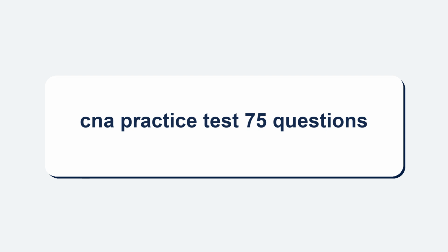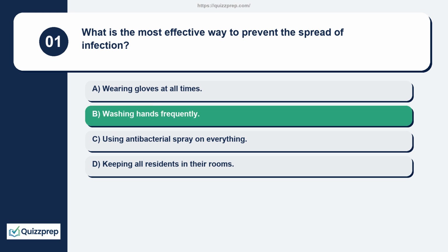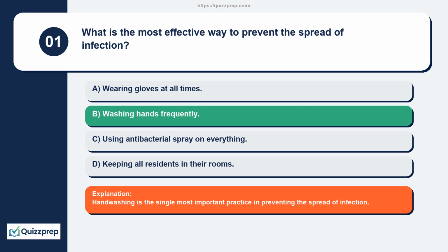CNA Practice Test, 75 questions. Question 1. What is the most effective way to prevent the spread of infection? Wearing gloves at all times. Washing hands frequently. Using antibacterial spray on everything. Keeping all residents in their rooms. Hand washing is the single most important practice in preventing the spread of infection.